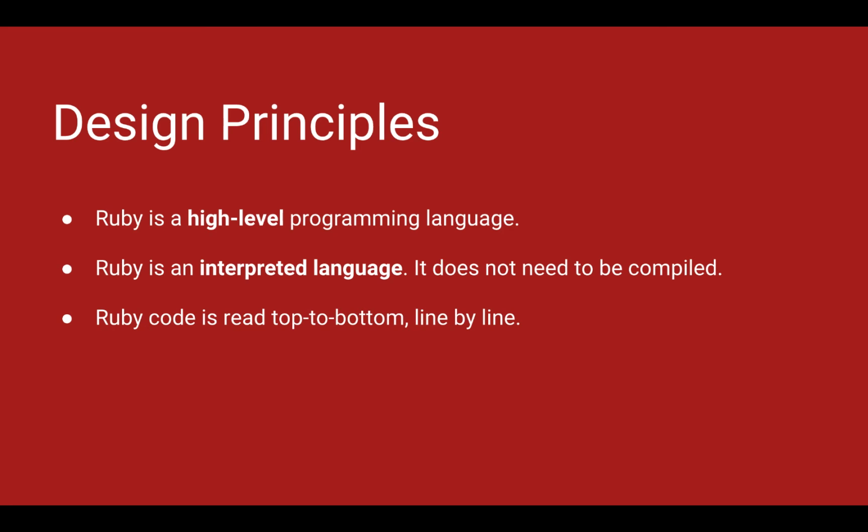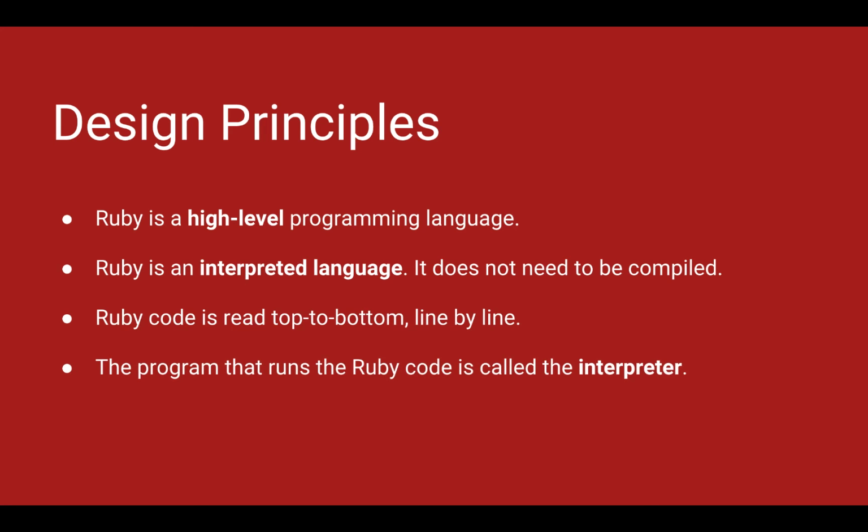So as I mentioned, Ruby code is read top to bottom, line by line, much how you'd read a book or much how you'd read a web page. An interpreter simply moves through the file that you've written and just runs through the code line by line. And as I mentioned, the program that runs the Ruby code itself is called the interpreter. That's what we're actually going to be installing in this course.